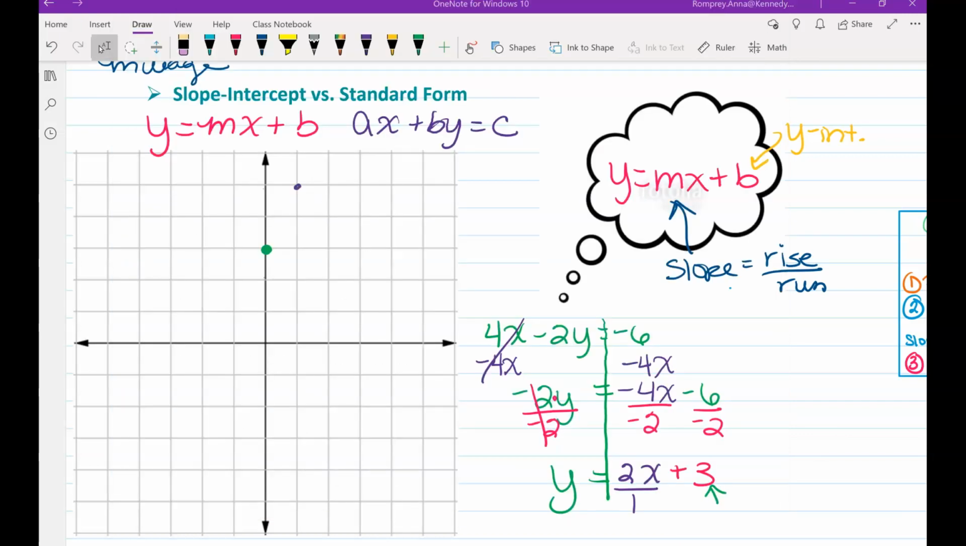So I ran out of room on my graph. So since I can't rise 2 and run 1 anymore, I'm going to come back to that point. I'm going to do the exact opposite so that I stay in the line. So now I'm going to go down 2 and left 1. Notice I'm still in line. I just want a couple more points, down 2, left 1.